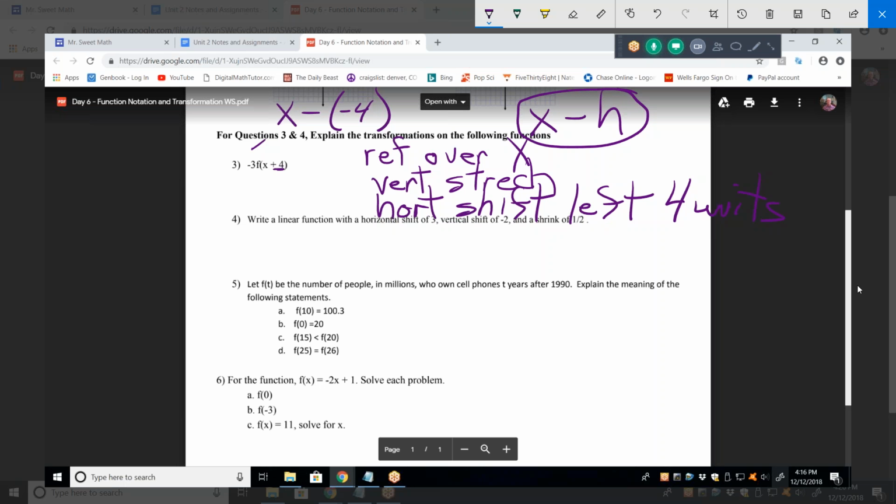We have the reflection over x, which is vertical. We have a vertical stretch, by a factor of 3. In other words, it's by whatever that number says. And we have a horizontal shift to the left by 4 units. Okay.